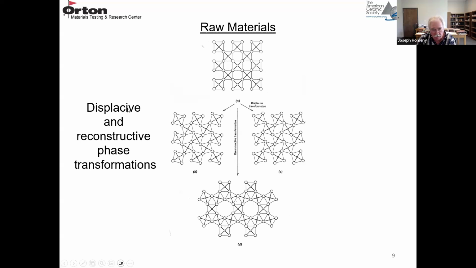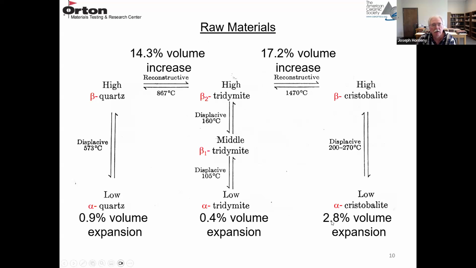So silica exhibits both displacive and reconstructive phase transformations, and this slide summarizes all those transformations. You start out with quartz. It's alpha quartz, the low temperature form, and you heat up quartz. At 573 degrees C, there's a displacive transformation. It goes from alpha to beta quartz, and there's a 0.9% volume expansion in that transition.